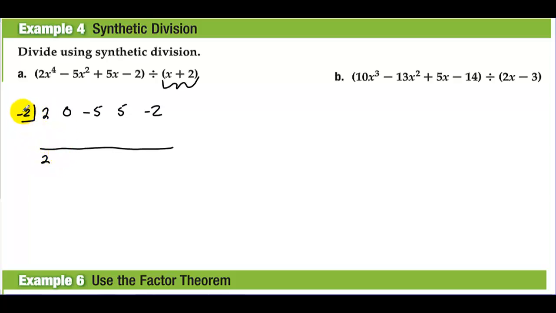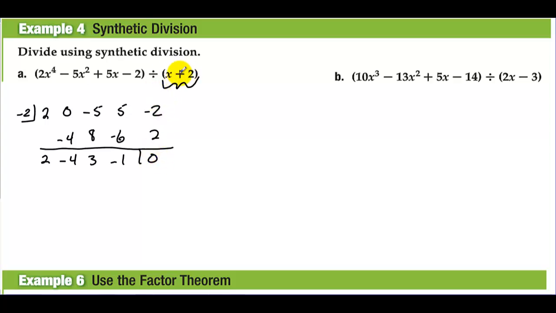So 2 goes down. So now negative 2 times 2 is negative 4, so we multiply, and now we add. That's going to be negative 4. Multiply, that's 8. Add, we get 3. Multiply, negative 6. Add, and we get negative 1. Then we get 2 here, and the remainder is 0.